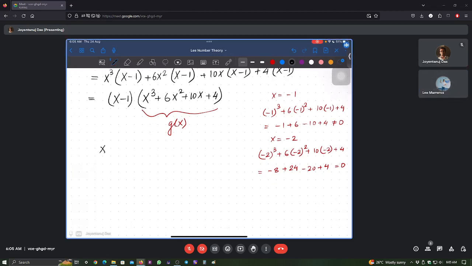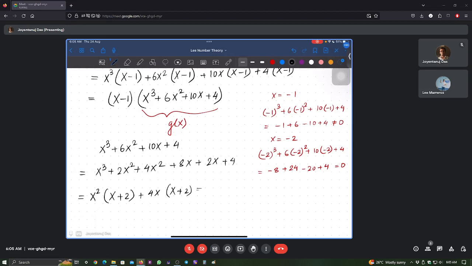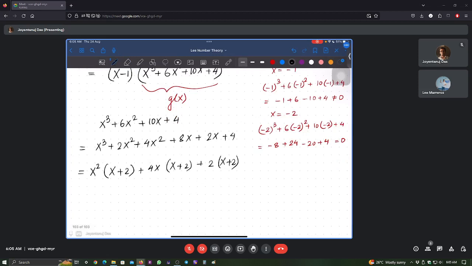So x cubed plus 6x squared plus 10x plus 4. Here I can take out a factor of x plus 2. Now we have to do the adjustment. This is x cubed plus 2x squared, so the adjustment is 4x squared. And here we multiply by 4x, so I get 8x here, and here is 2x plus 4, so it is 2 times x plus 2, right? So x plus 2, I can take out as a factor: x squared plus 4x plus 2.